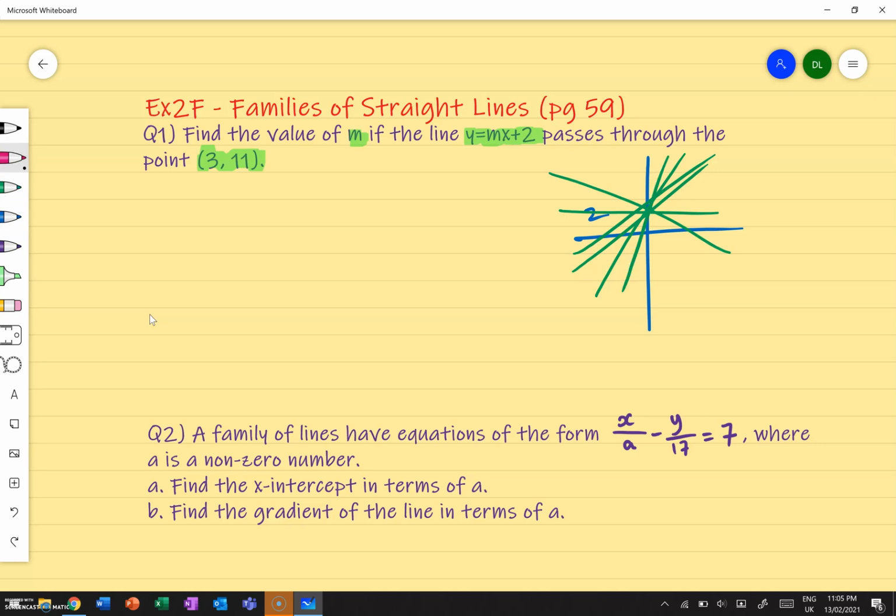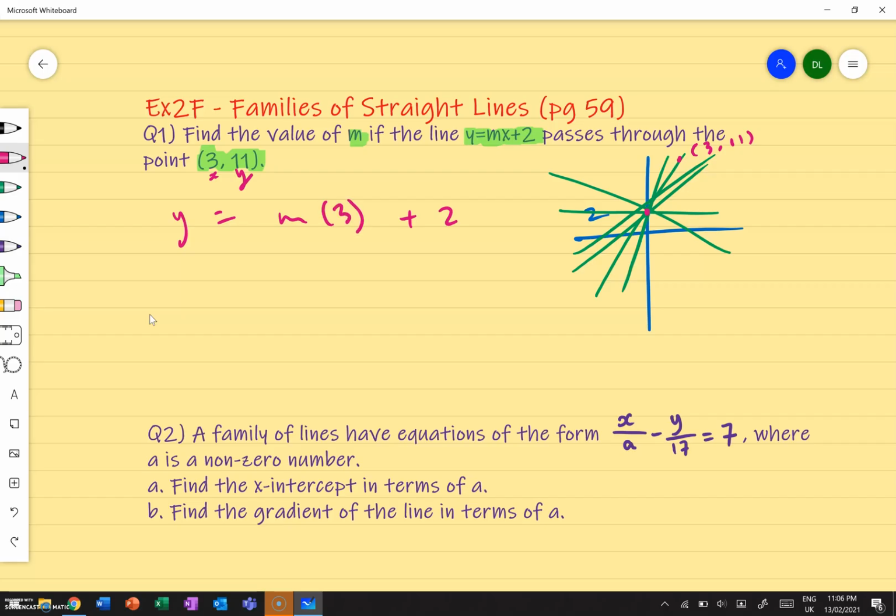Now, depending on what point we're looking at, in this case (3, 11), we're going to end up with a very specific line, because only one of these lines, unless it is that point (0, 2), passes through the point (3, 11), which might be up here. So we're looking for that one specific line. All we have to do is solve it as we would a normal equation. We know that's x, we know that's y. So I'm going to rewrite y equals mx plus 2, that's what the question is, and replace our values with what we already have.